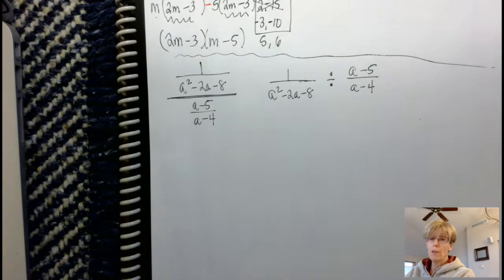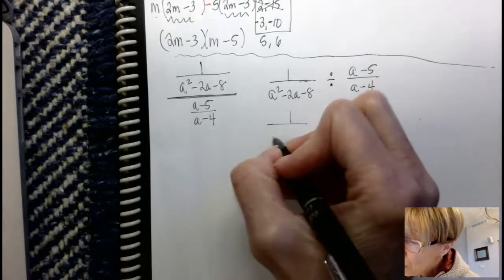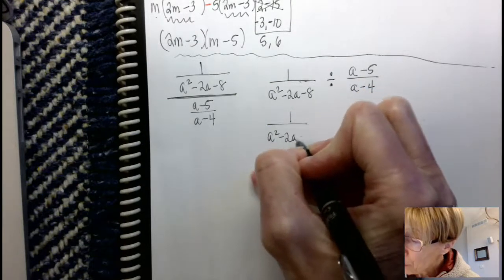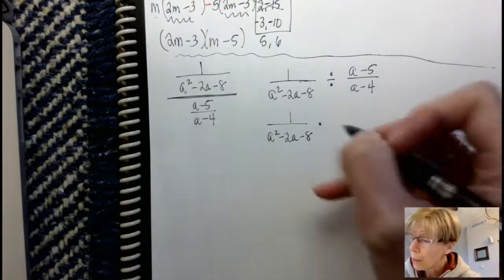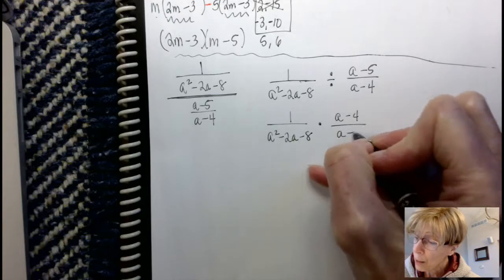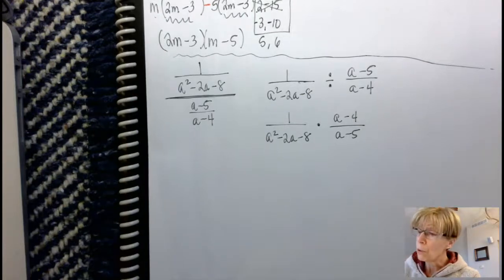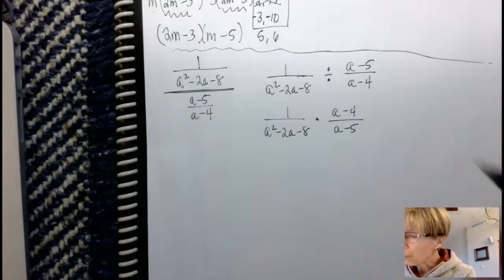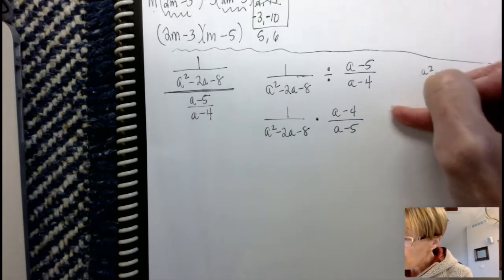So this becomes 1 over a squared minus 2a minus 8 times, we're going to flip the second one, we're taking the reciprocal, and it becomes a minus 4 divided by a minus 5. What we need to do to finish this particular problem is we need to factor a squared minus 2a minus 8. And once again, we're going to split the middle.